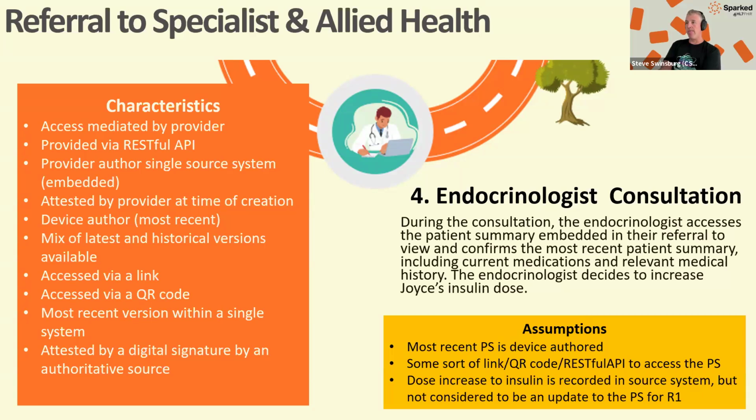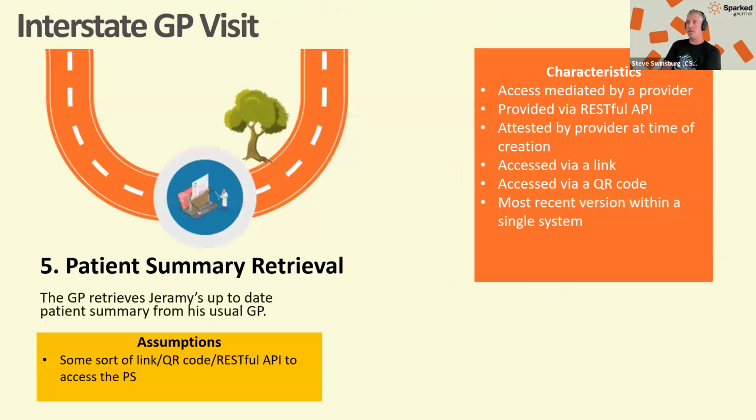Okay. Should we move on to the next one? Yep. Great. Okay. So diving into this one now. So the interstate GP visit, step 5, where the patient summary is being retrieved. So we've got a couple of characteristics being demonstrated here. So where the access is being mediated by a provider. So again, that's our top voted characteristic, and that's where the GP retrieves Jeremy's patient summary, which is the wording in that step there.